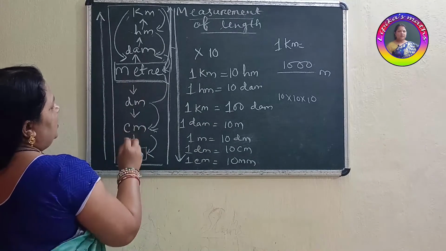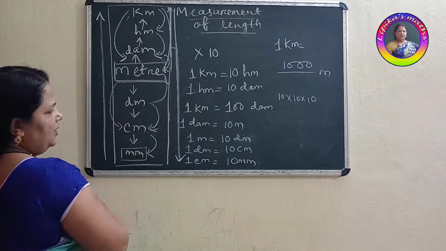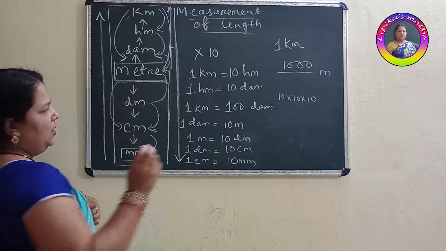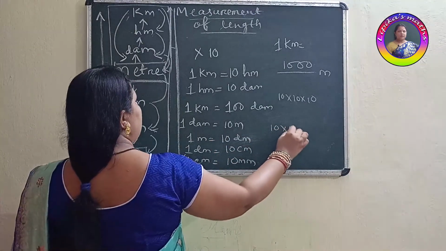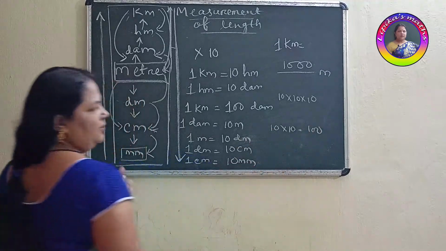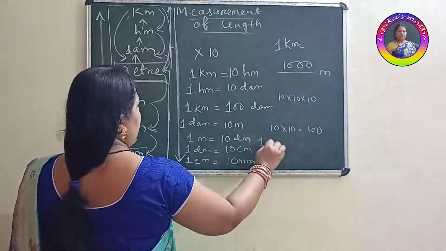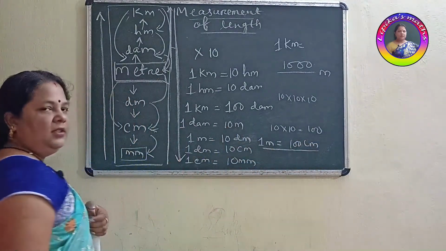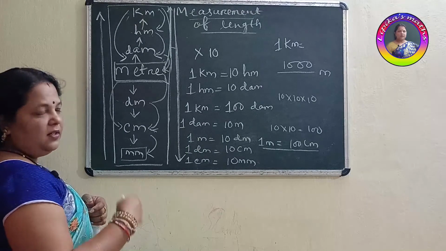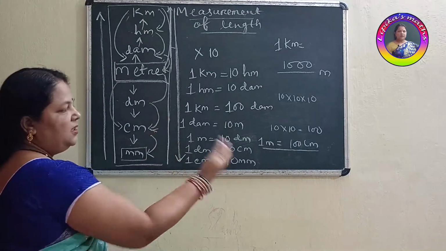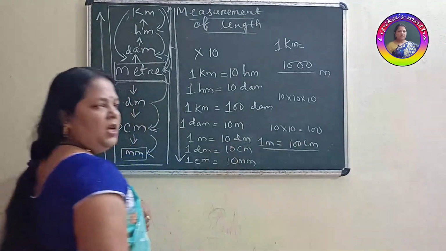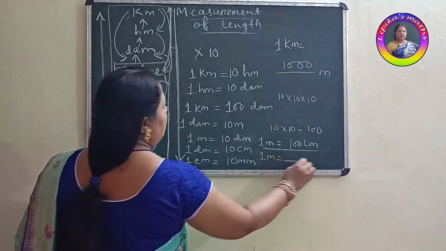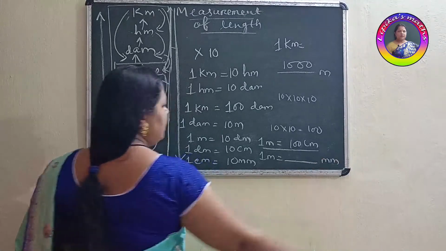And 1 meter, I am asking how much centimeter? So meter to decimeter, decimeter to centimeter, 2 steps. So 10 into 10, how much children? 100. Right? So 1 meter equal to 100 centimeter. Now you got the children, how we are converting and how we are getting the value that 1 meter equal to 100 centimeter.